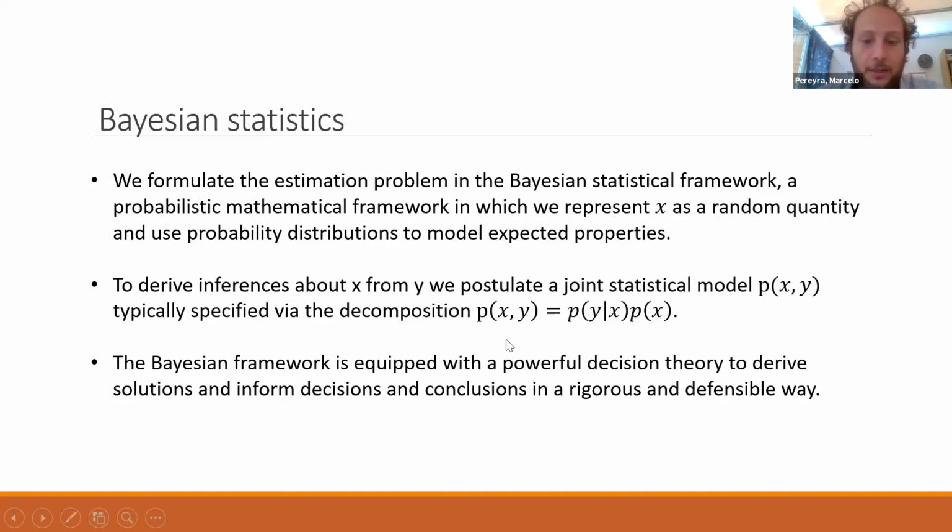Everything is based on this joint statistical model P of X and Y that tells you the relationship between what you know and what you don't know. And once you have written down your model, something particularly beautiful about the Bayesian statistical framework is that it comes with a very powerful decision theory. Once you have your model, you can ask questions to this model that you formulate in terms of decision problems, and then apply rules of probability and decision theory and get the answer to your question. I'll show lots of examples of that in a few minutes.